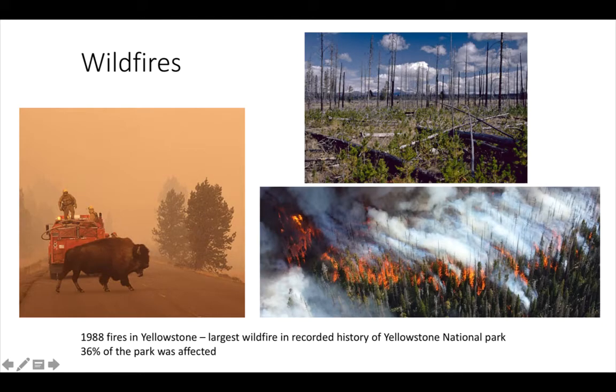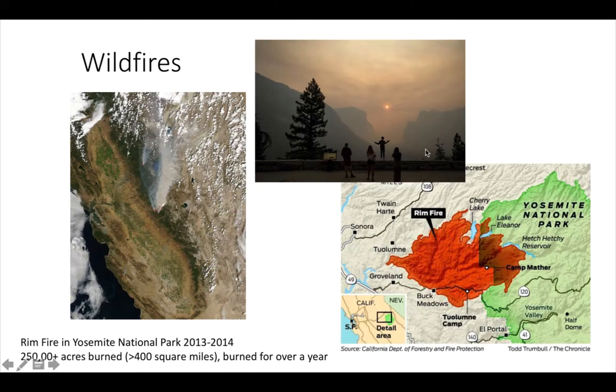Also, a couple years ago, you may have heard of the Rim Fire in Yosemite in 2013 and 2014. Because of exceptionally strong droughts, this fire actually burned for over a year, and it impacted about 400 square miles, or 250,000 acres burned. So this was a very big fire and occurred because of these dry, warm environments, exceptionally warm and dry during this year.